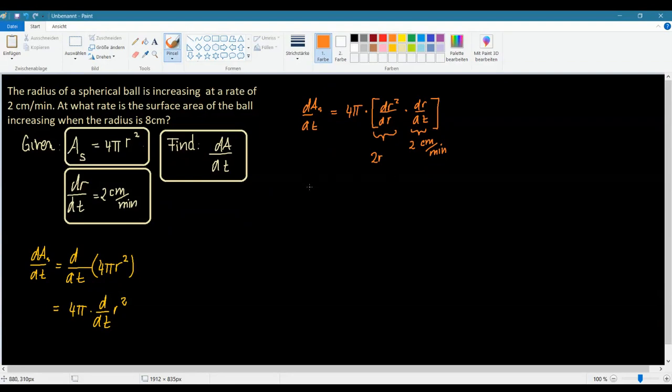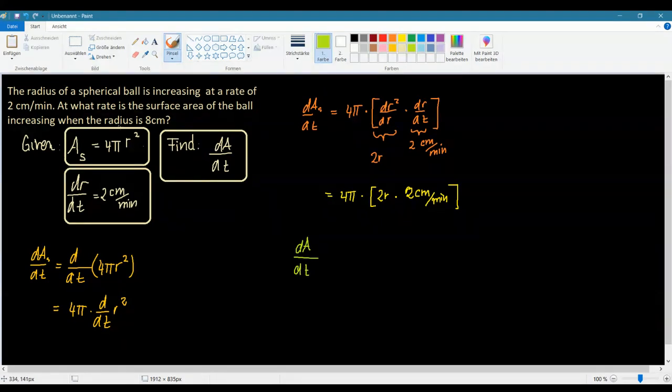So we know that the change in the area over the change in time is going to be 4 pi times 2r times 2 centimeters per minute. Well, how do we want to write our solution? We want to do it in the correct notation, and the correct notation is actually going to be that we write down dA by dt.